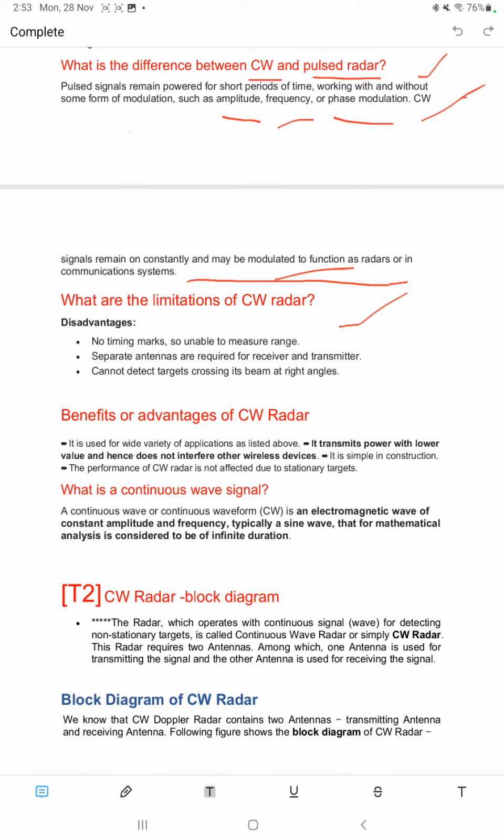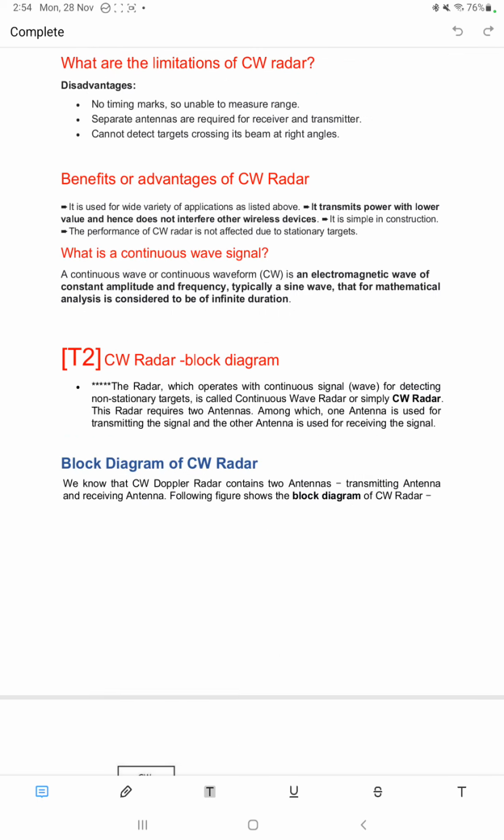What are the limitations of continuous wave radar? The limitation is no timing marks, so it is unable to measure range. Because, as we discussed previously, it does not have time delays, so we cannot measure range.